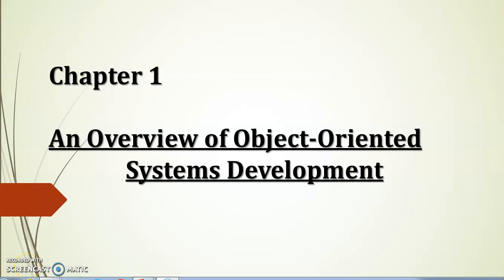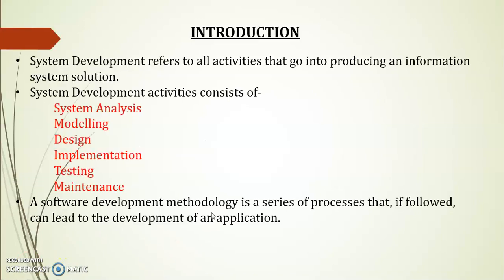This video is regarding revision of Unit 1, which consists of 3 chapters of the book. The first unit is an overview of object-oriented system development. This was the introduction part. The system development refers to all activities that go on producing an information solution system. These are the different development activities, that is system analysis, modeling, design, implementation, testing and maintenance.